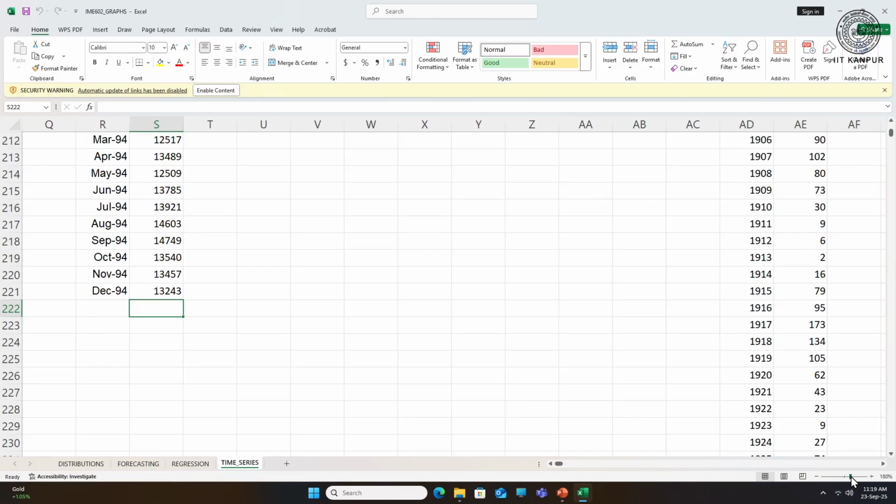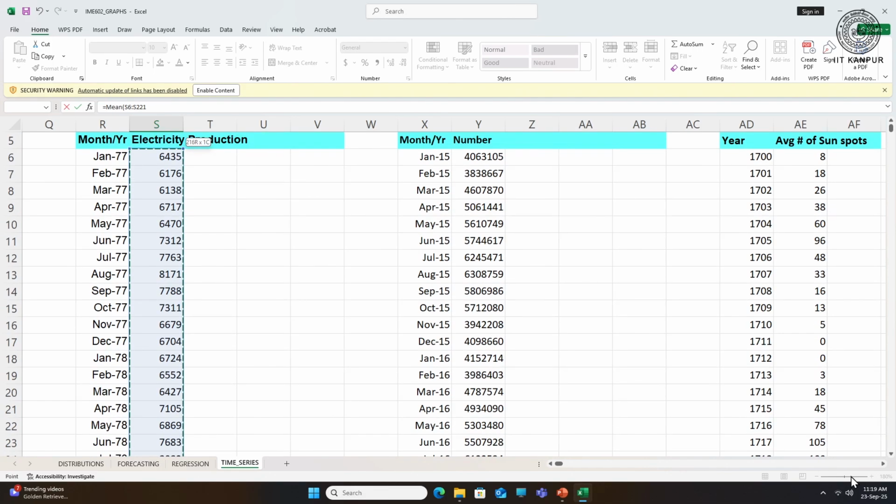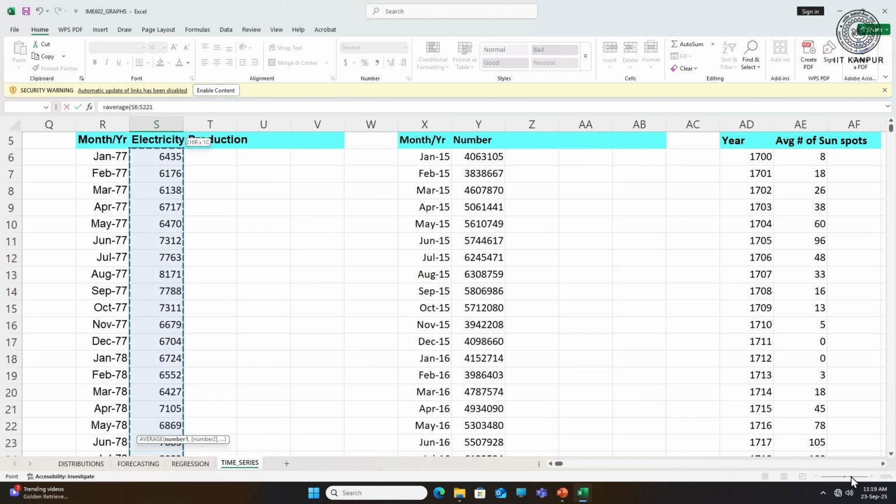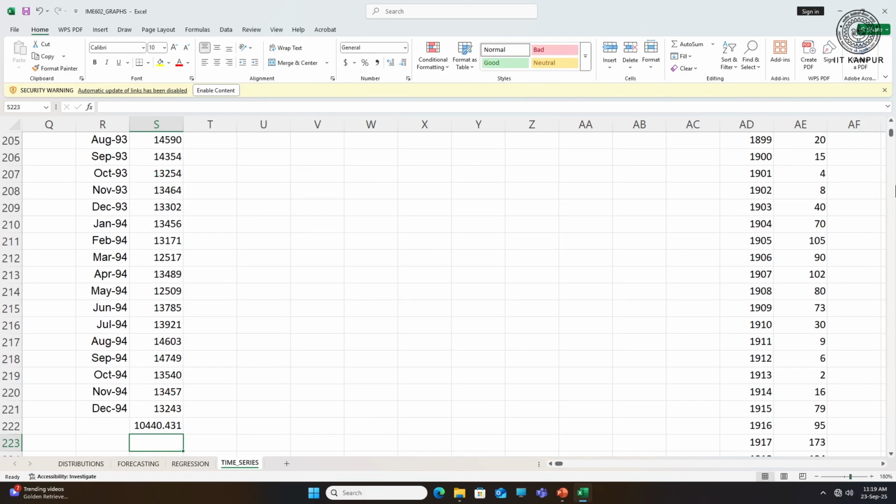So, if I find out the average, sorry, my mistake, the average comes out to be 10,440. I will highlight the mean value, and let me consider variance also.